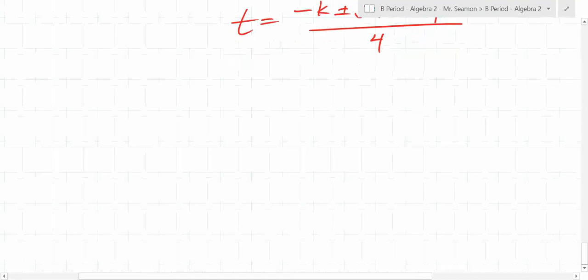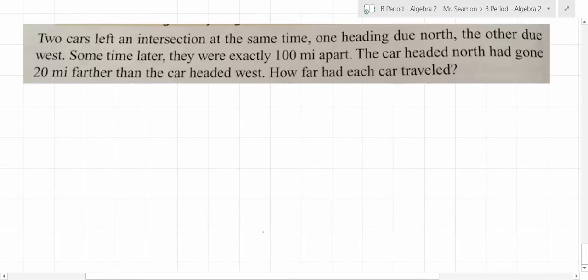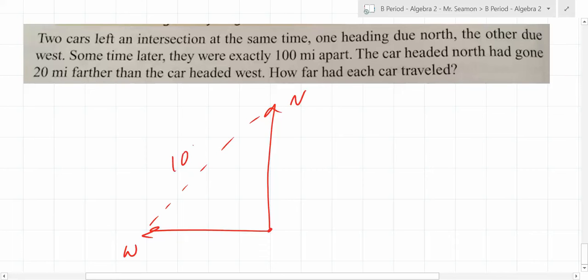Okay, so let's add a little bit to this. So you have this, and one car is going north, right? And one car is going left, which is west. And what's the distance between them? 100 miles. Do we know how far the distance is here at the base of the triangle?